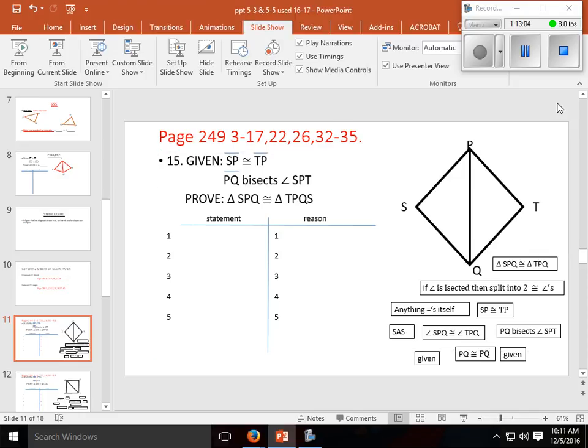First thing they tell us, segment SP is congruent to segment TP. Are those two parts in our two triangles? Yeah, a pair of sides.